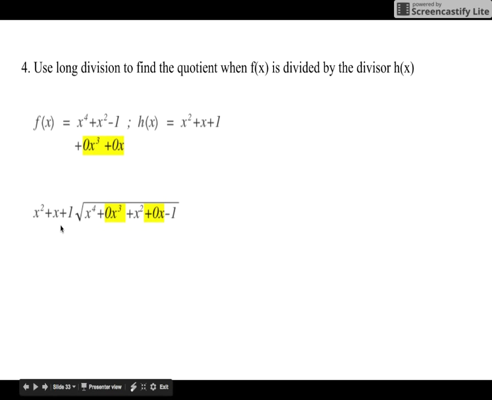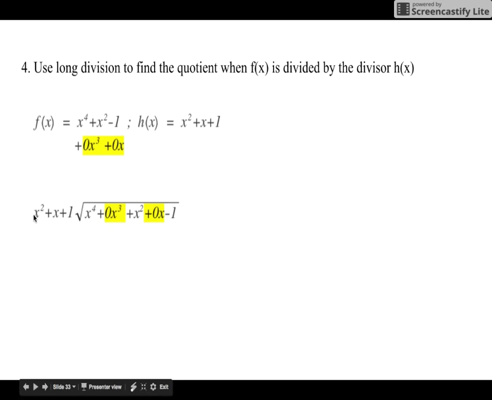So when I wrote out the problem this time, I put, again, the divisor h of x on the outside, x squared plus x plus 1, and then the dividend on the inside, including these two. So we have x to the fourth plus 0x third plus x squared plus 0x minus 1. And again, we add these in because it helps keep us accountable when we're subtracting. Say x squared times x will give us x to the third. Say we have to subtract that, but there is no x to the third variable in there, then we may make a mistake. So this helps keep us accountable.